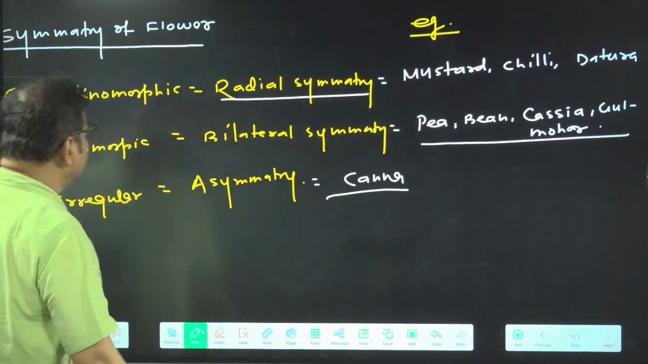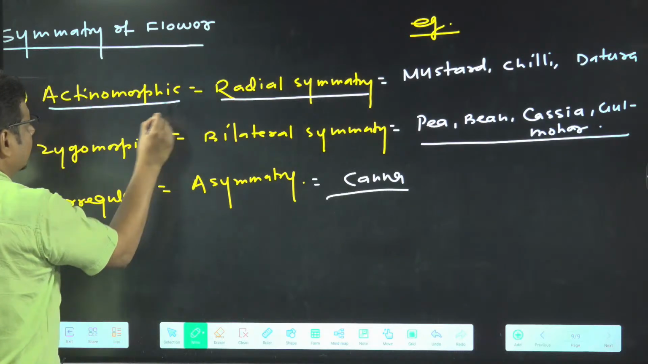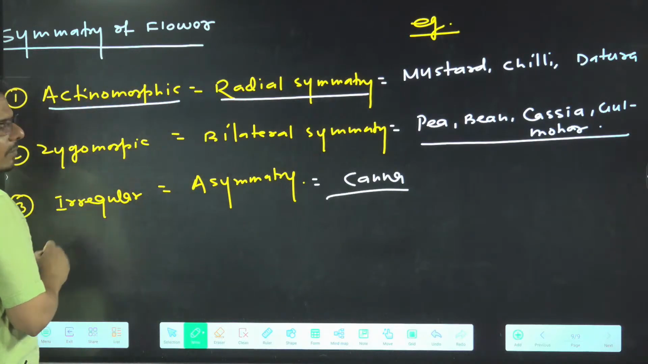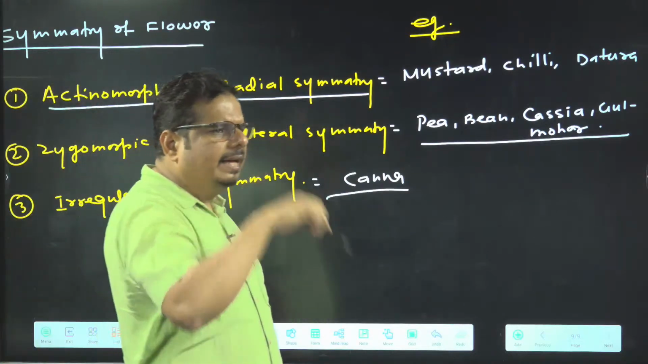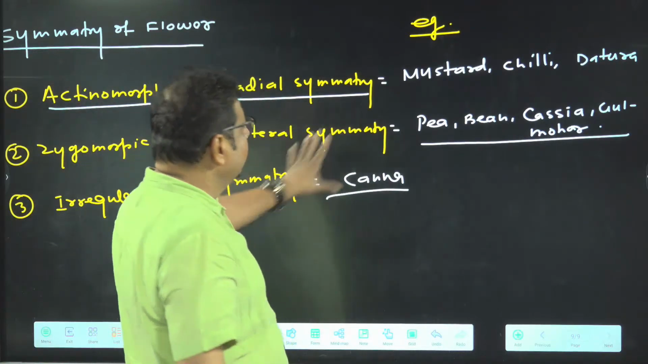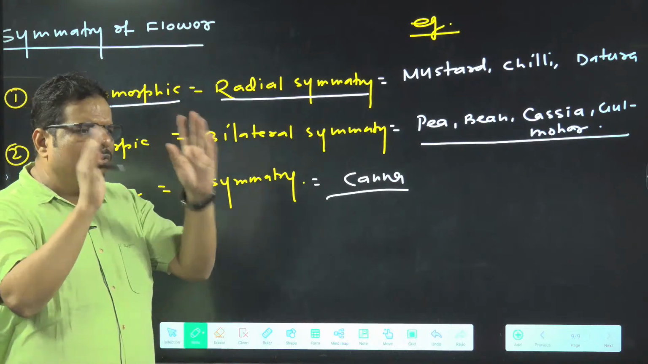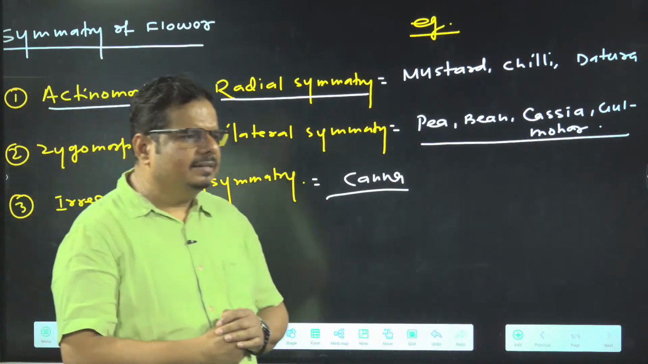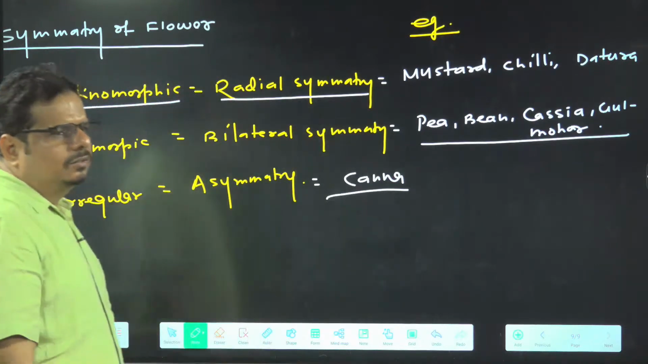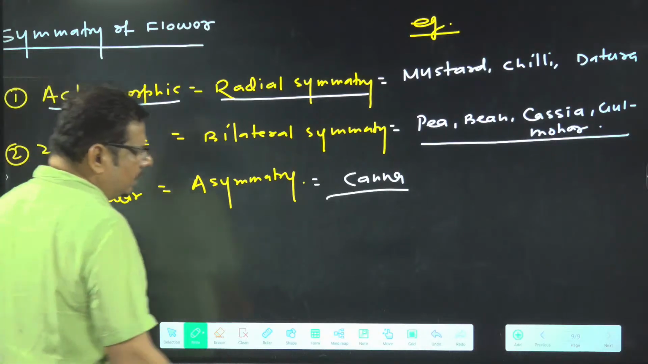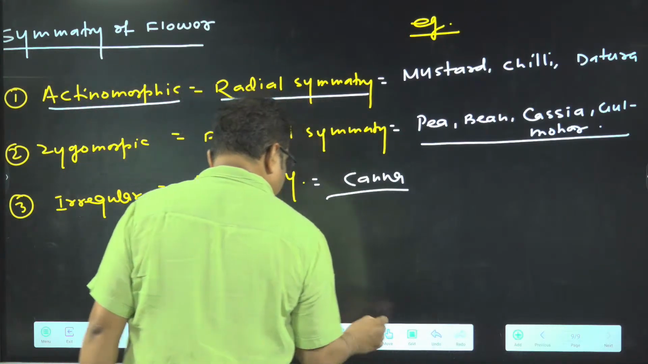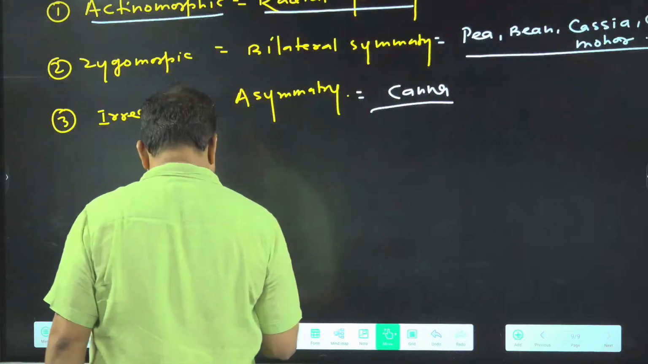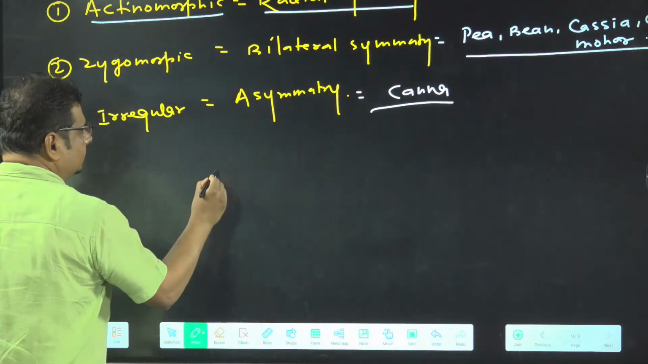Now I am writing the definitions of actinomorphic, zygomorphic, irregular, and their diagrams. First I wrote type and example. You must bang on the example. NCERT, any example, please don't forget. Okay, now we are moving ahead with the actinomorphic flower. Have a look here. I am writing it down. So, actinomorphic.